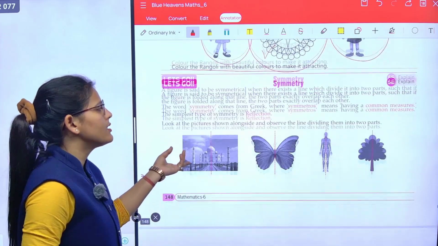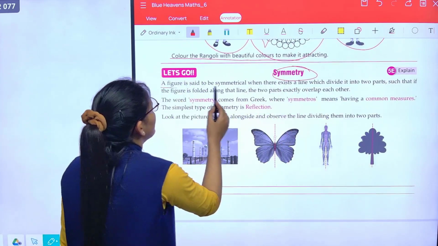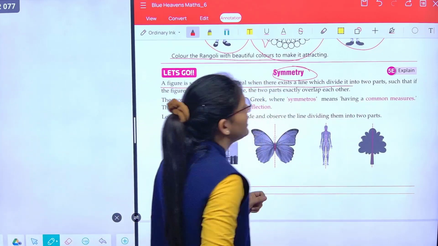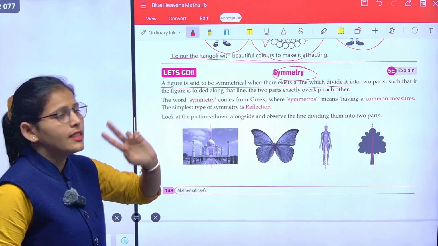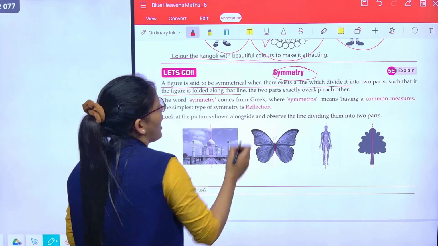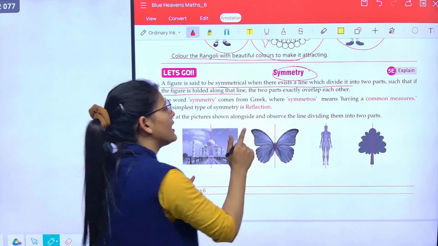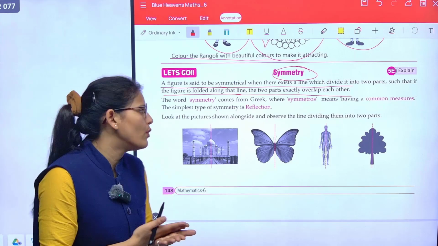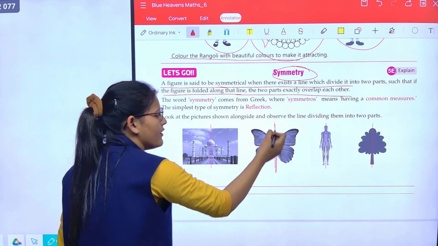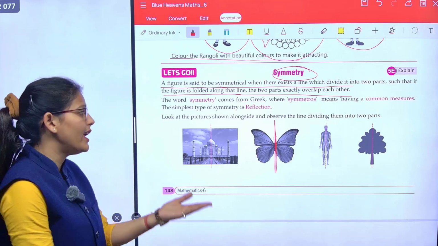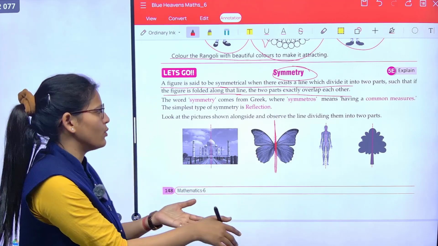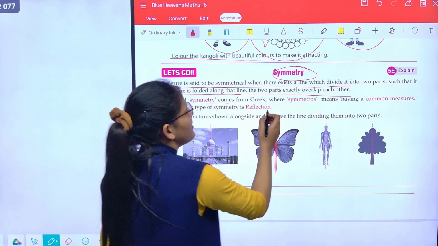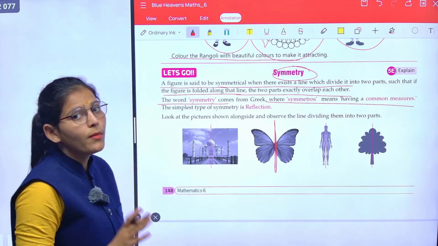Okay. Now class, come on, symmetry. A figure is said to be symmetrical when there exists a line which divides it into two parts such that if the figure is folded along that line, the two parts exactly overlap each other. Means a figure is symmetrical only if we divide it and overlap the parts, and they are exactly equal. Now the word symmetry comes from Greek, where symmetros means having a common measurement.